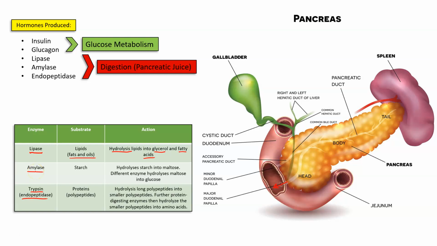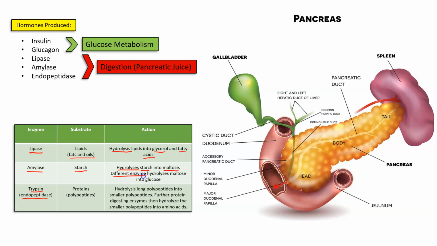Amylase, specifically pancreatic amylase, is going to break down starch, but it's not going to break down starch completely to glucose. Okay? Amylase, via a hydrolysis reaction, will break down starch into maltose. Maltose is a disaccharide that is composed of 2 glucose monomers bound together.